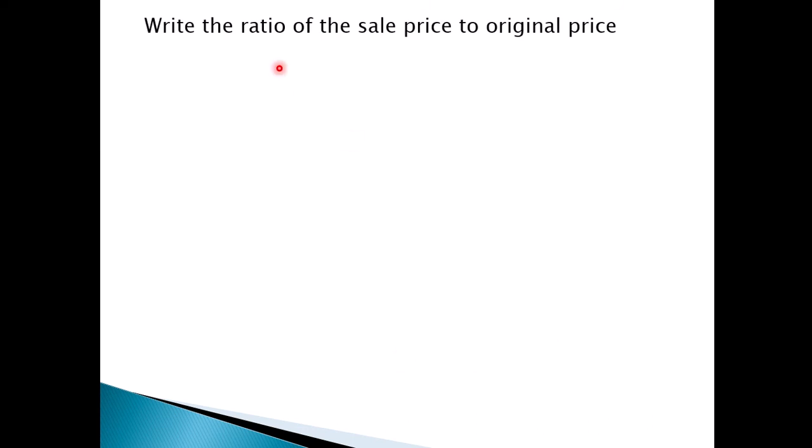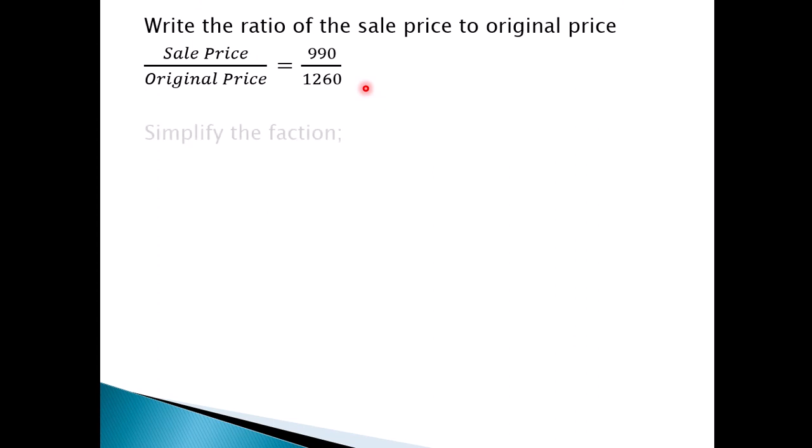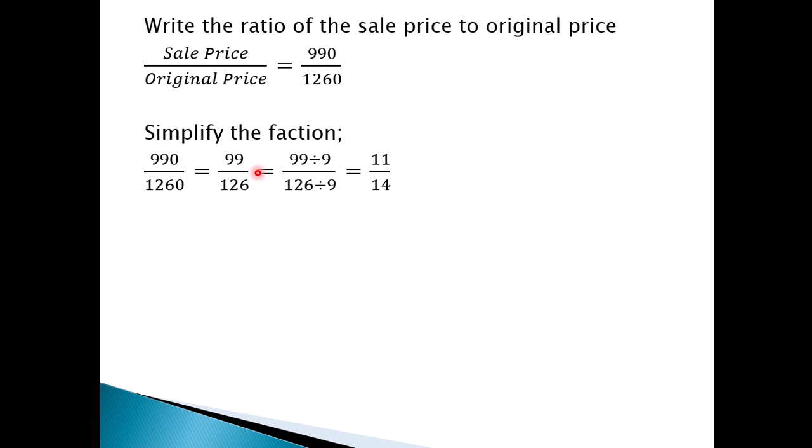So first thing to do is to write the ratio of sale price to original price. After that, it looks like this. Sale price is equal to 990. Original price is 1,260. So 990 for the numerator, 1,260 for the denominator. Next, we'll be simplifying the fraction. 990 over 1,260 is equal to 99 over 126, and we divide both numerator and denominator by 9, since they are divisible by 9. And to solve for the simplest form, we get 11 over 14.